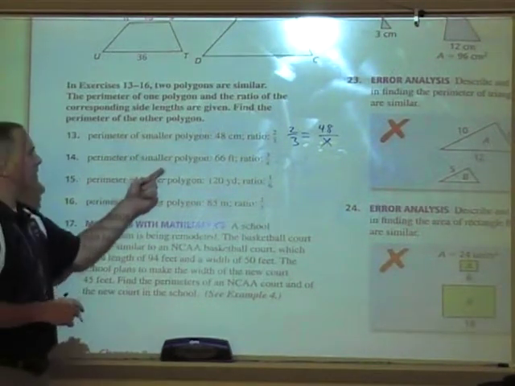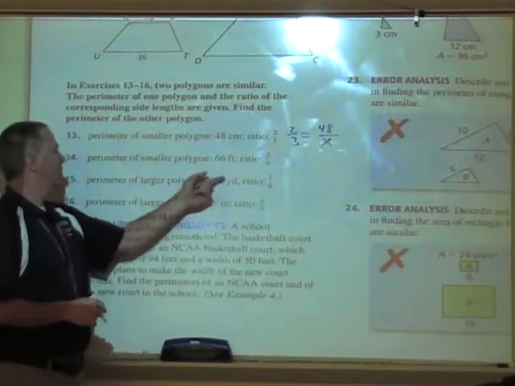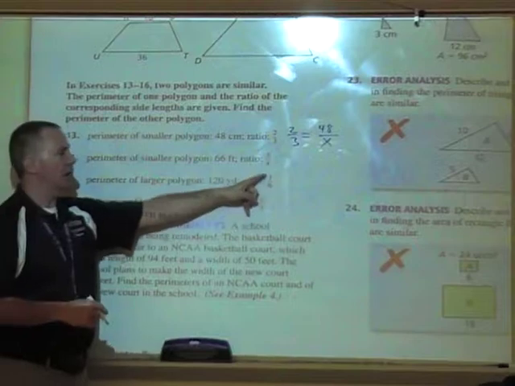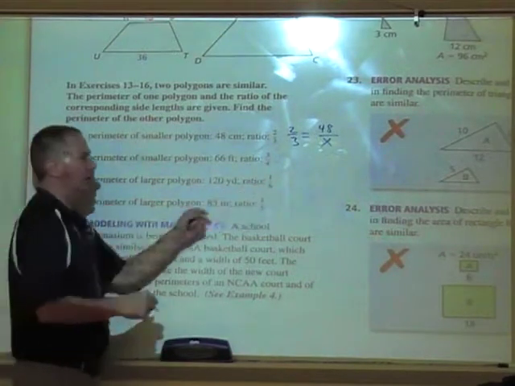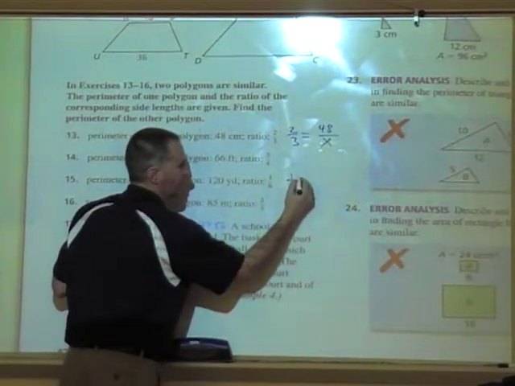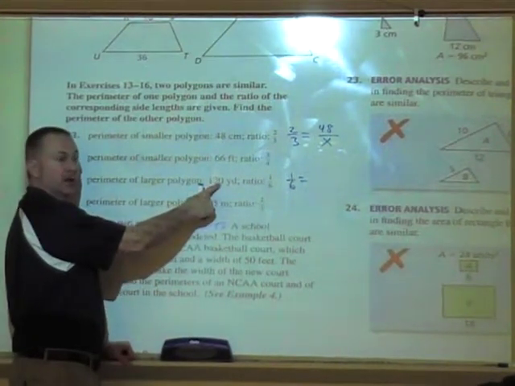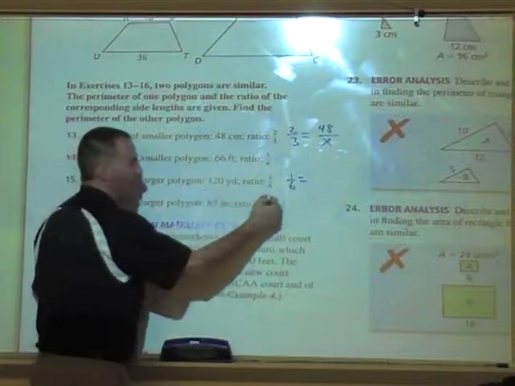Okay? Down here, smaller one's 66. So it's the same type of thing. Look at this one. Larger polygon is 120. The ratio is 1 to 6, small to large. So here I'd set this up as 1 is to 6 as, this is the larger one. So this would go where? On top or bottom? On the bottom.